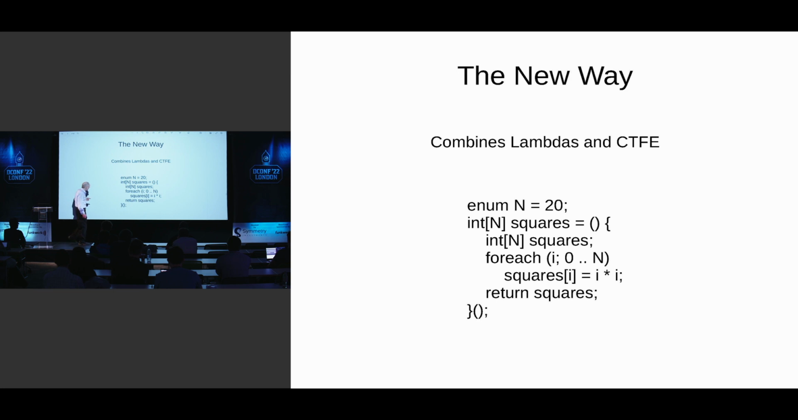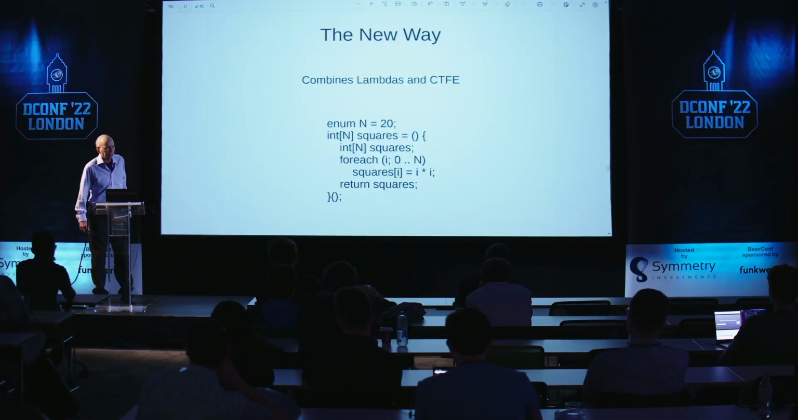So what we do is we're going to statically initialize squares. And this double paren means a lambda with no parameters. And in the lambda, we statically allocate an array. We fill the array with squares, and then we return our static array. And these parens here mean execute. And this all happens at compile time.